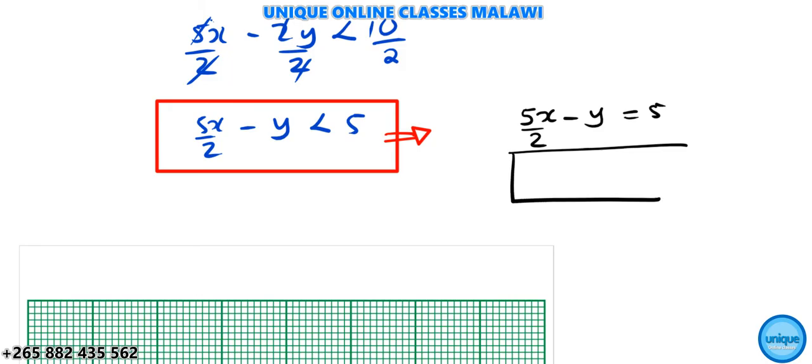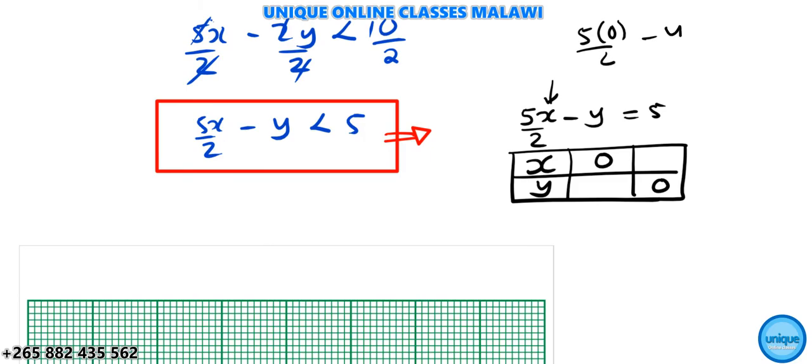So here we have x and y. Let x be 0 and y be 0 to find the intercepts. When x is 0, we substitute: 5 times 0 over 2 minus y is equal to 5. This gives minus y is equal to 5, so dividing both sides by negative 1, y is negative 5. Then we should find the value of x when y is equal to 0.